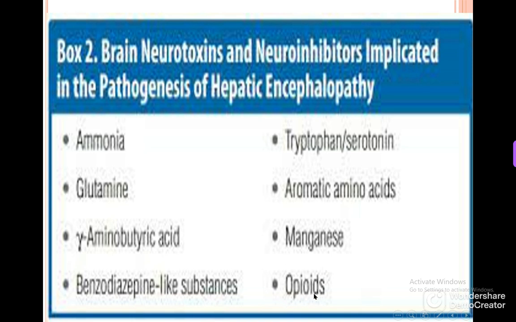These are interesting, and these are all benzodiazepine-like substances, the opioids, the ammonia. They all suppress the brain functions. So they go into the brain and cause insufficiency of the cerebral functions, and the higher centers are depressed. This is the concept of the pathophysiology, in any way.